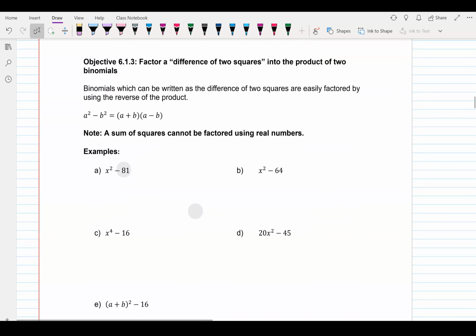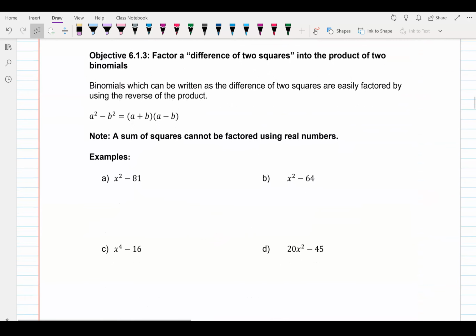So let's try a new topic. It's still factoring, and it might be familiar to you. It's called factoring by a difference of 2 squares, also known as difference of squares. So it says in the introduction here, binomials, which means 2 terms. Binomials, which can be written as the difference of 2 squares, are easily factored using the reverse of the product.